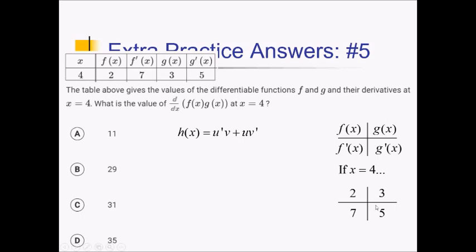So using the ribbon to multiply this out, we can say that h prime of 4 is going to be 7 times 3, that's 21, plus 2 times 5, so plus 10, adding up to a grand total, to simplify it for the multiple choice here, of 31. So that's going to be choice C.